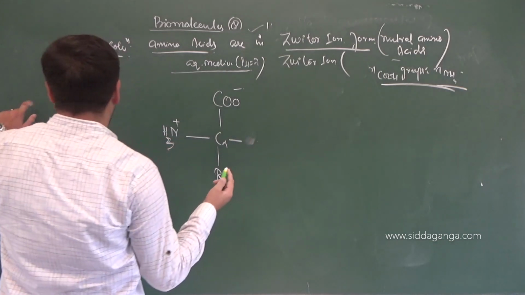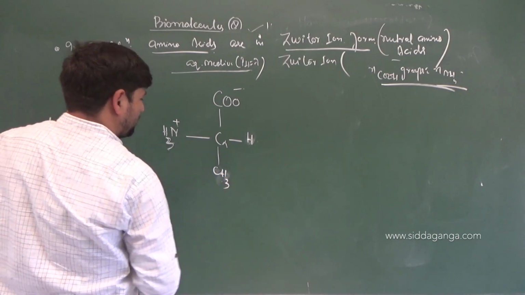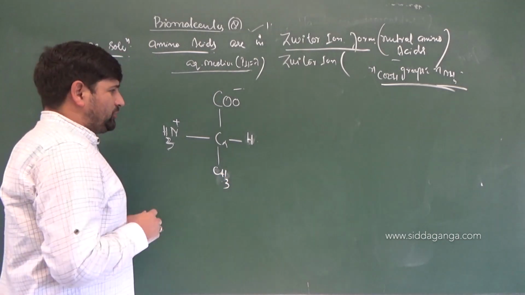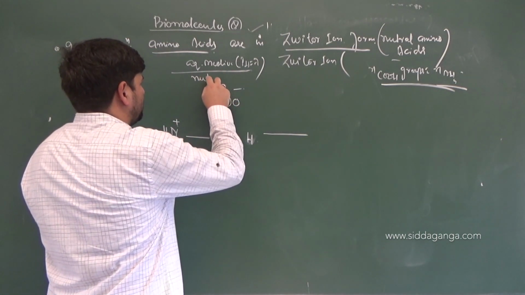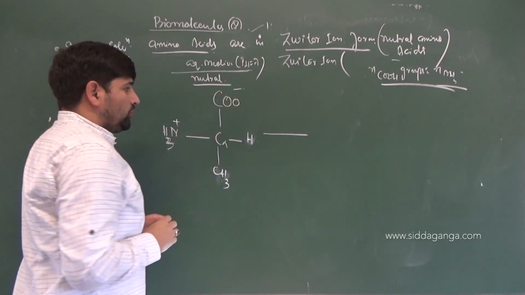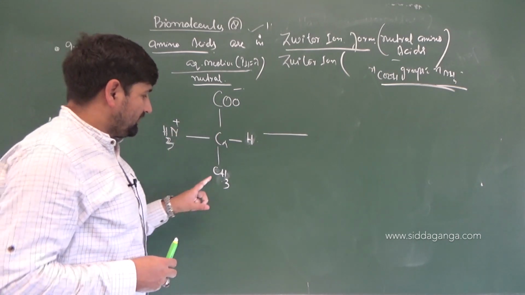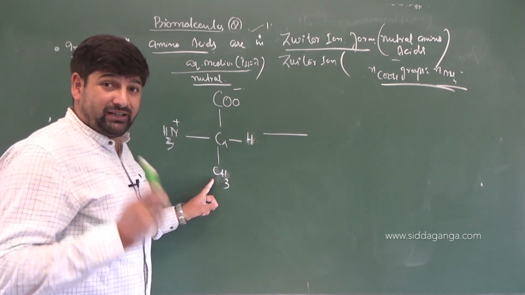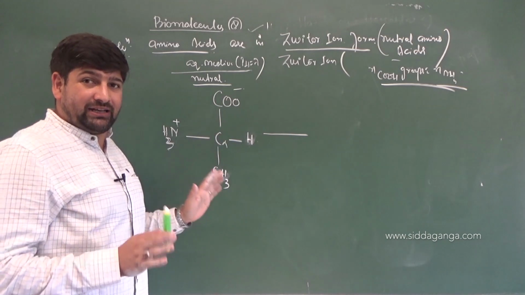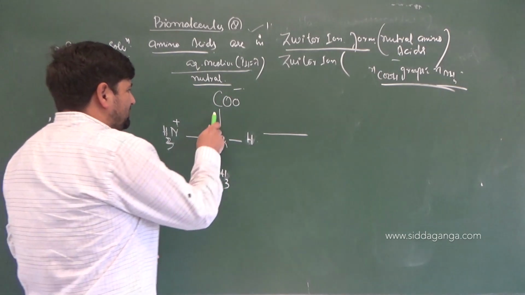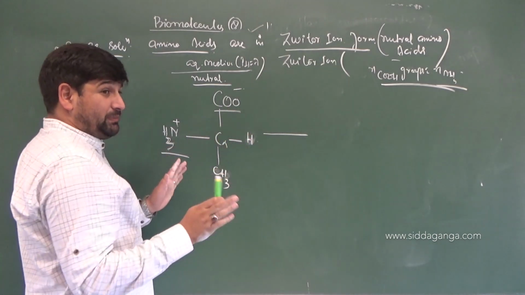So it is H, R, NH3. I have taken alanine into consideration, so I have a CH3 group as a substituent attached to it. Now what I do, children, is this is neutral, right? We may assume the aqueous solution of alanine will be neutral, because with respect to water no reaction will be shown by NH3 and COO minus. We expect it to be so.